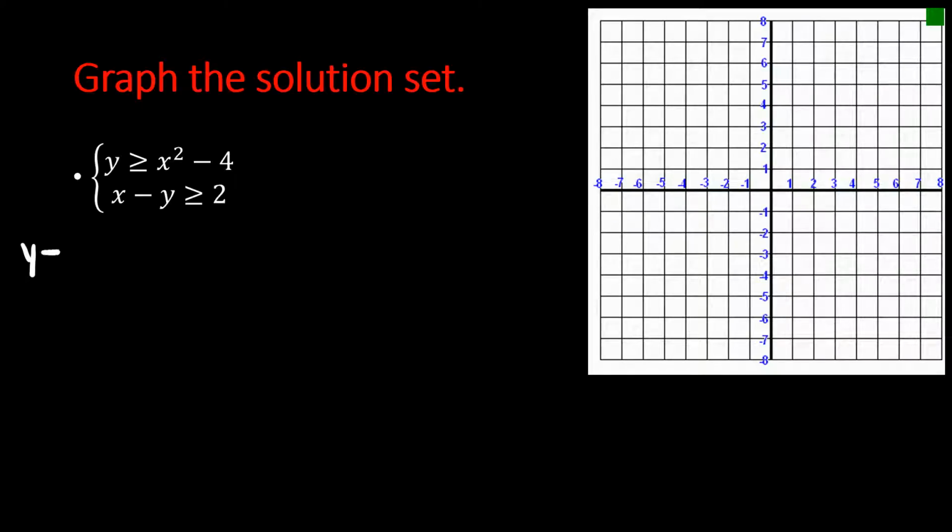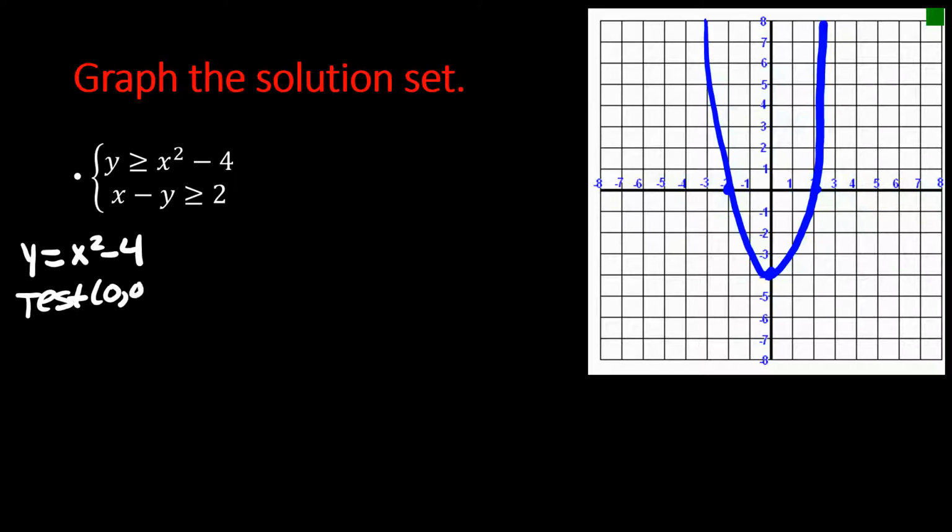So let's look at y equals x squared minus 4. This graph is a parabola shifted 4 units down from the origin. It crosses the x-axis at 2 and negative 2. So this is a solid line or a solid boundary. That's our parabola.